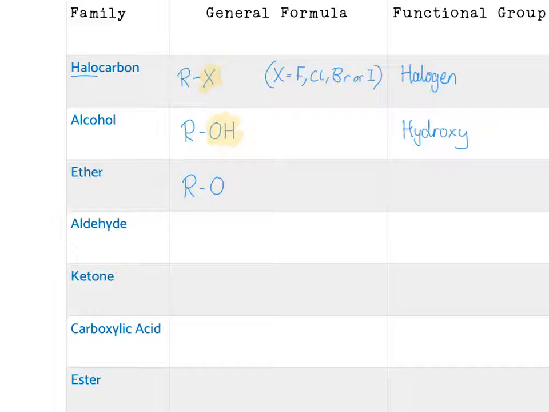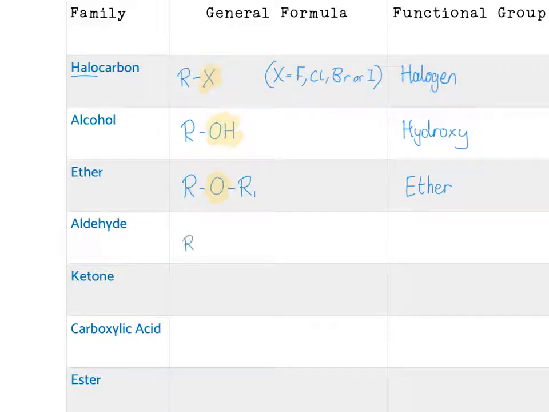Now an ether has an alkyl group attached with a single bond to an oxygen. But the important bit that makes it an ether is that the oxygen is on the other side attached to another alkyl group. And this could be the same or different. And we call this alkyl group, single bond oxygen, single bond alkyl group, an ether. That's easy to remember because the functional group is the same as the name of the family.